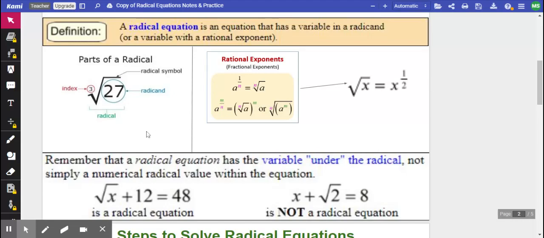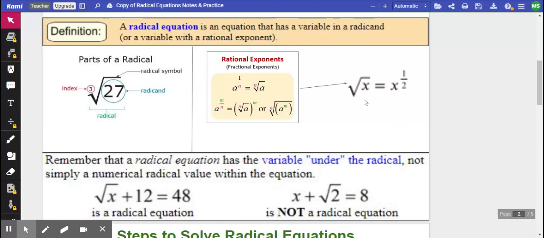As far as those parts of a radical vocab words I mentioned, the actual square root looking thing is called the radical symbol. The part underneath of it is called the radicand. And then the index we're going to be working with today is going to be a 2, even though the 2 is not going to be there since that's the default of a radical, so it's not going to be showing up. As you can see on the right side, this is a square root right here.